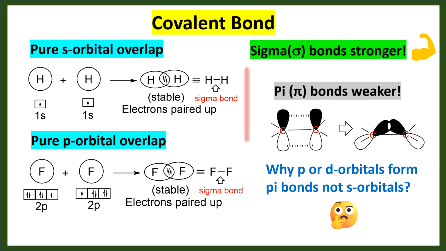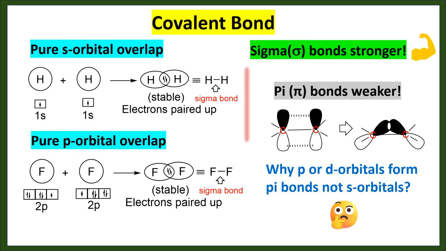Interestingly, the sigma bond is stronger than the pi bond, because in sigma bond formation there is a head-on overlap. So head-on overlap gives the effective overlap, and the overlap area is more. In the case of lateral overlap, which gives the pi bond, we could see that the overlap area is less. This is not effective like the head-on overlap. So that's why the sigma bond is stronger.